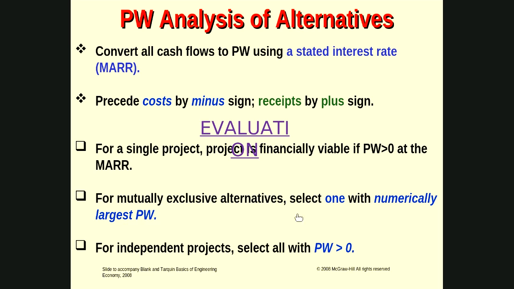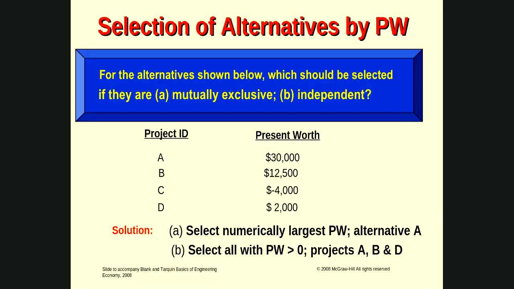In the mutually exclusive case, when you select only one project out of a group of projects, you select the one with the largest present worth value. For independent projects, select all with a present worth greater than 0. It is similar to the single project. We will show you an example. Let me just finish this slide, and if you have questions, I will give you time after this slide, because after the example we complete the idea.